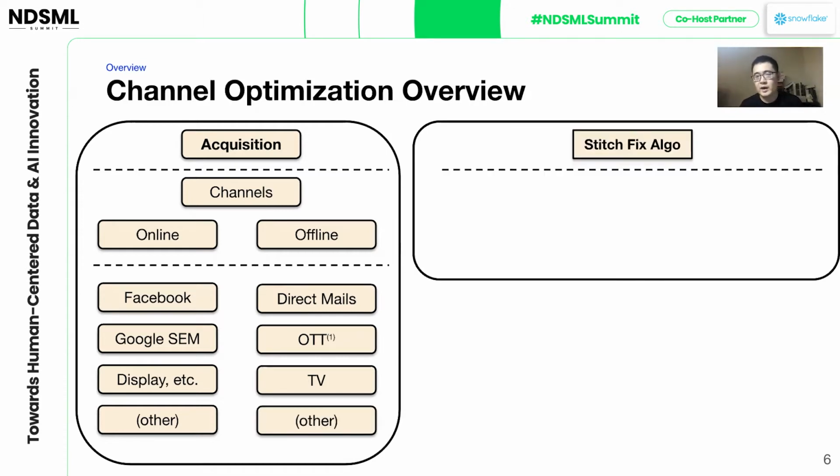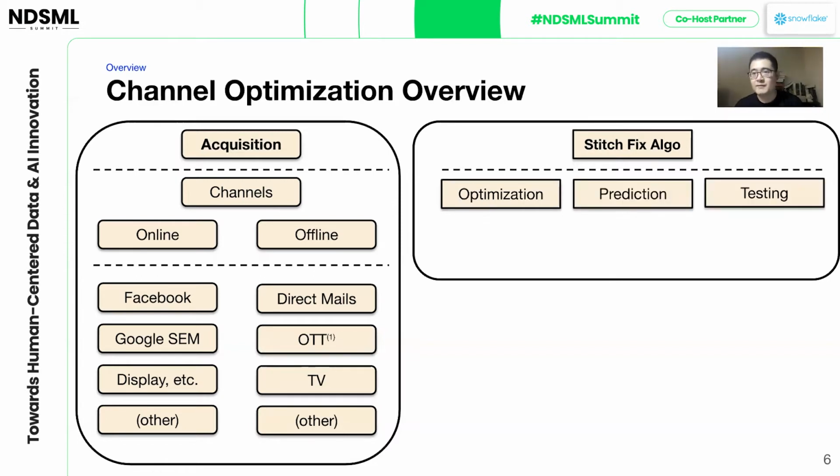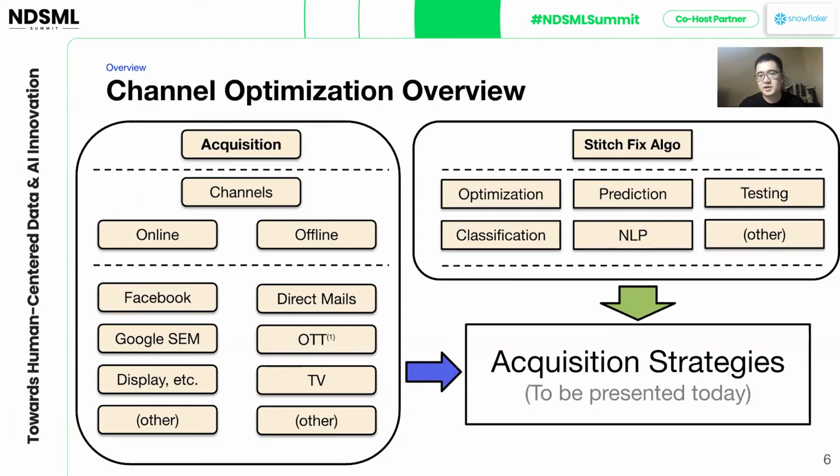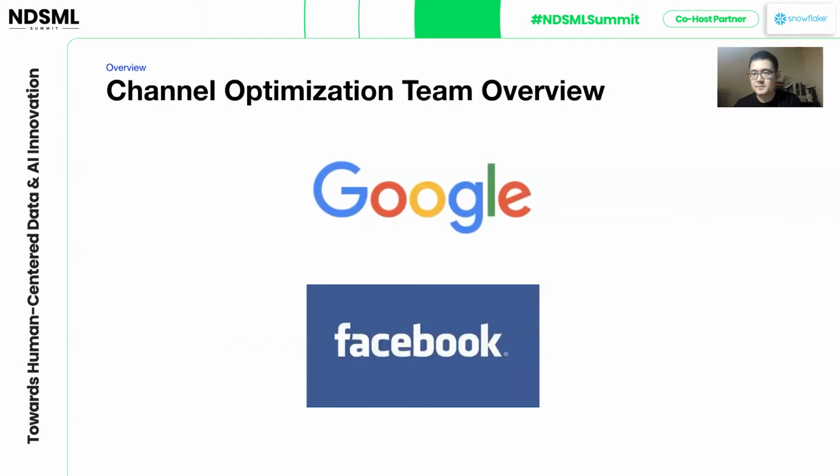On our side, we are the data science team. We call ourselves Algo, meaning algorithms. We have optimization, prediction, A/B testing, classification, NLP, and other methods on the team. Today, we are not going to talk about everything, but focus on a small subset, which is user acquisition strategies. We focus on Facebook and Google because they are the largest channels we are using, and also they have very strong and solid methodologies using data science. I will explain in later slides.